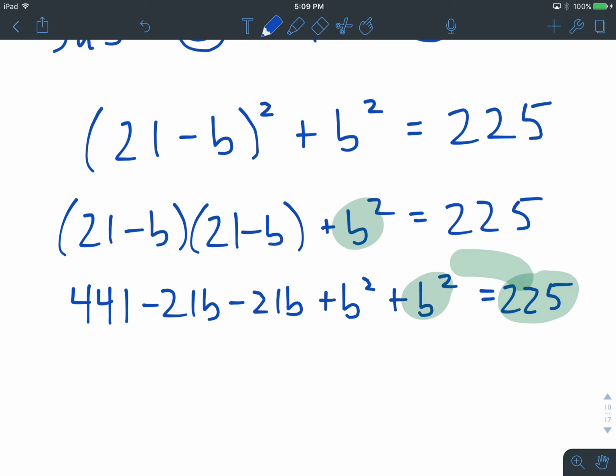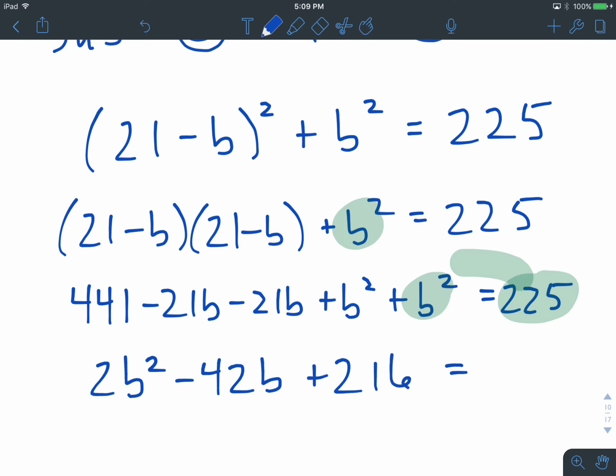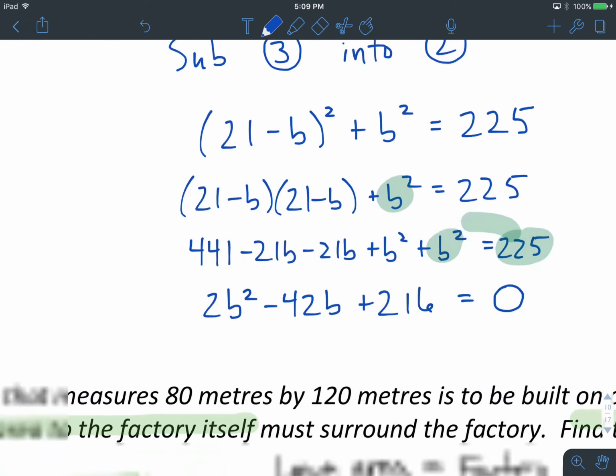So let's do it all in one step here. We have two b squareds that hang out. We have minus 42 b's, and then we have 441, and we're going to subtract 225 from it, and that's going to give us plus 216 equals 0. All right, so this is looking good so far. What we have here is a quadratic in standard form. We can use the quadratic formula.